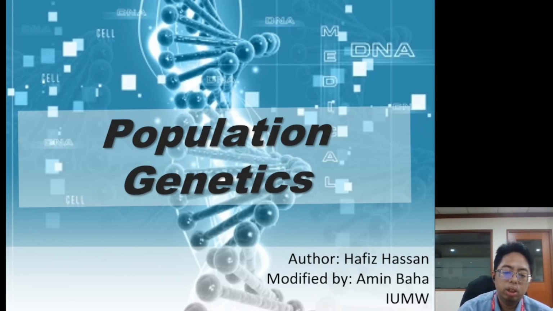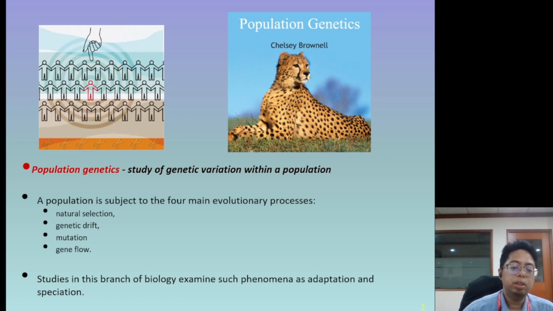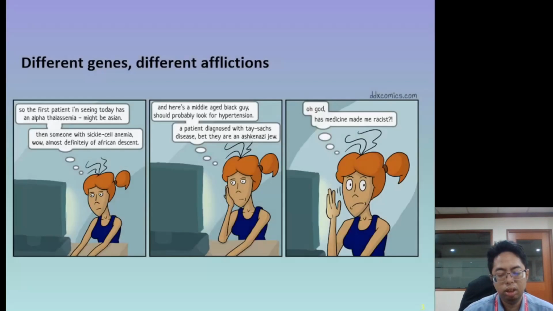Okay, so we are now going to chapter 5, population genetics. So what is population genetics? It is a continuation from the previous chapter. This time it is about the genetic variation within the population. A population is subject to four main evolutionary processes: natural selection, genetic drift, mutation, and gene flow. This branch of biology examines phenomena such as adaptation and speciation.